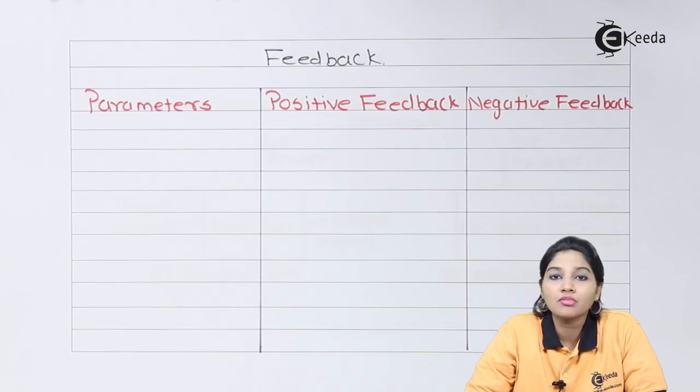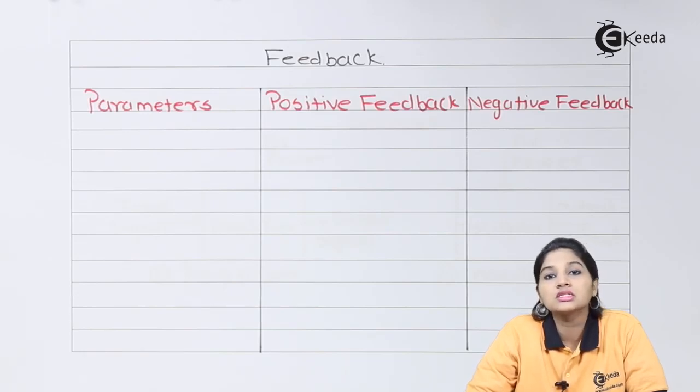The second type of feedback is called as negative feedback. The feedback in which the feedback signal, which may be a current or voltage, is applied back to the input in such a way that it is out of phase with respect to input signal. And such type of feedbacks are called as negative feedback. The negative feedback is also called as inverse feedback or degenerative feedback.